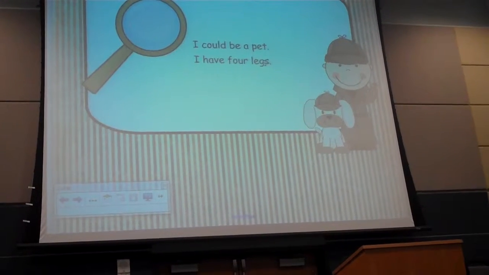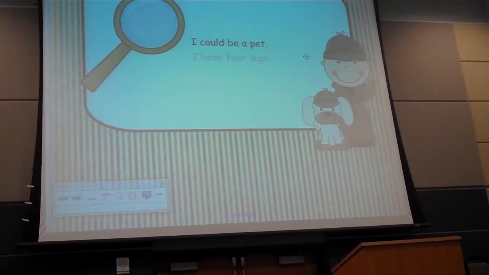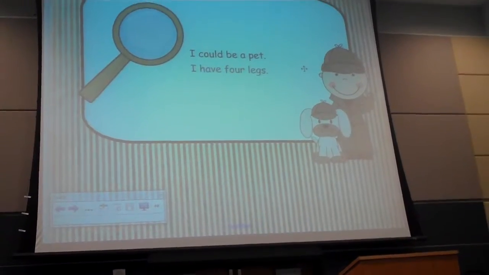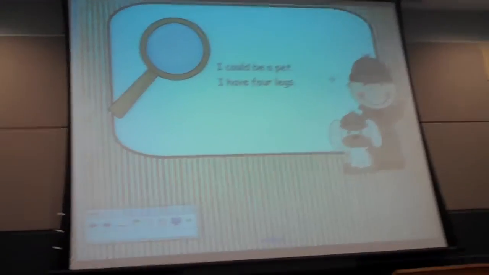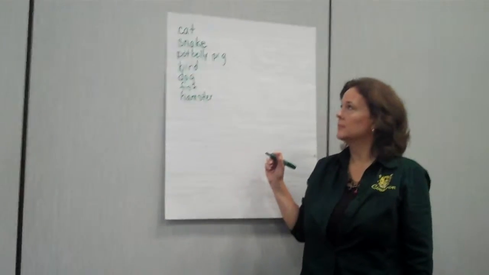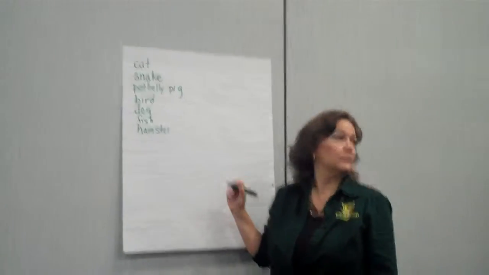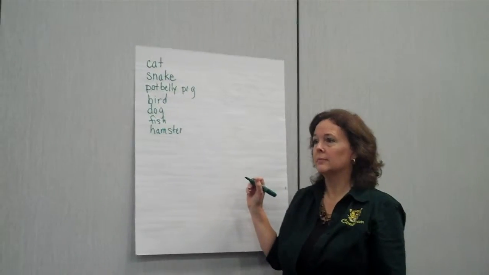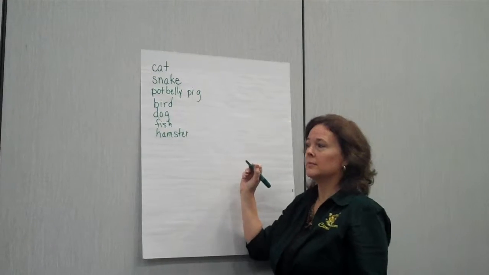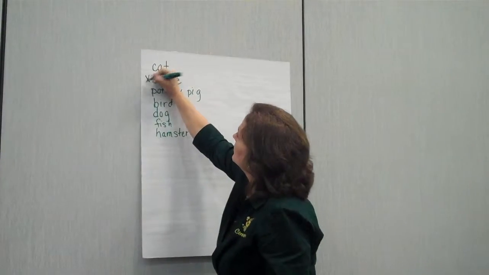I have 4 legs. And during this time, you would talk to the kids about which of these they can add to the list, or you would talk to them about which of these cannot be our pet because it does not have 4 legs. So, what could we cross out? Fish. Bird.